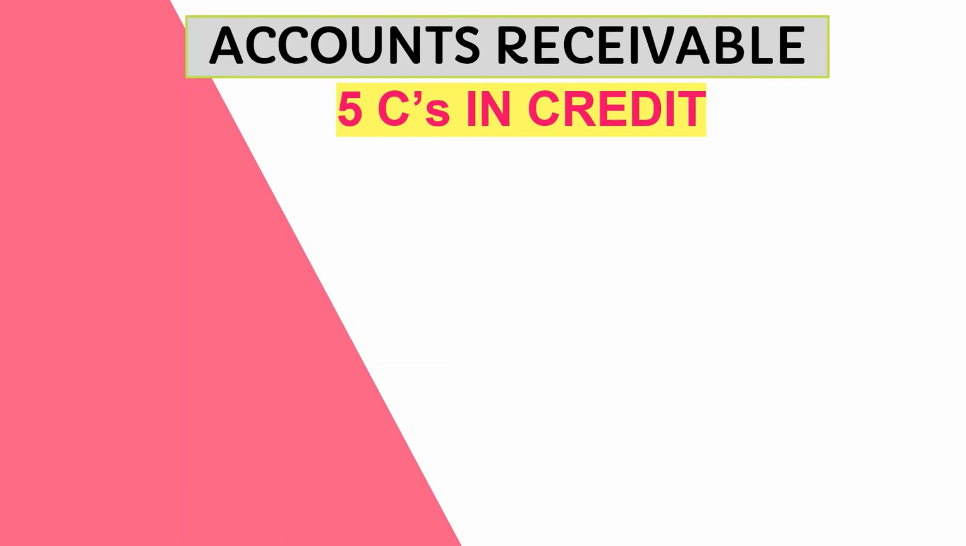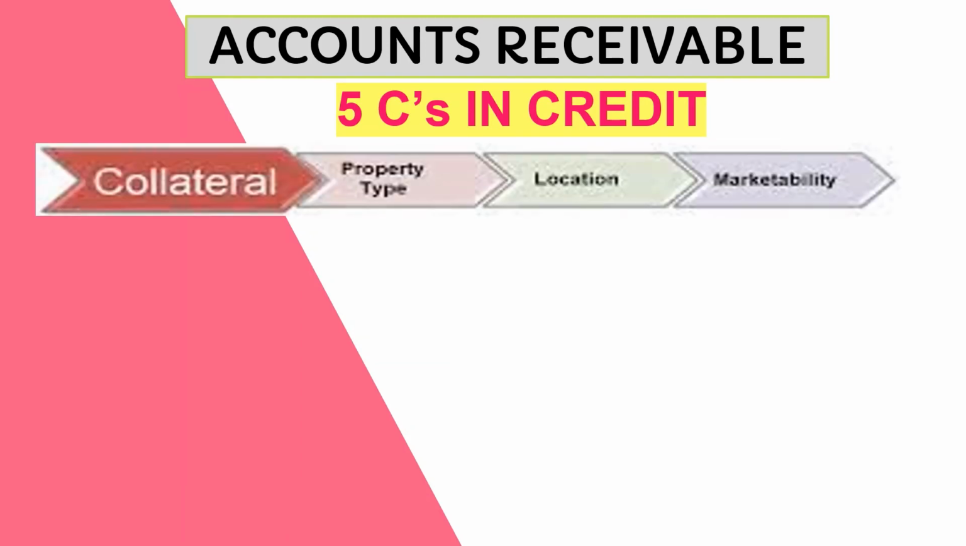The 5 C's in credit. We have collateral: property type, location, or marketability. So collateral, the person who will buy the property, you have or are going to a credit. The first C is collateral.